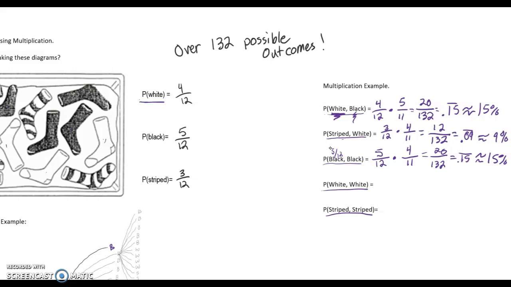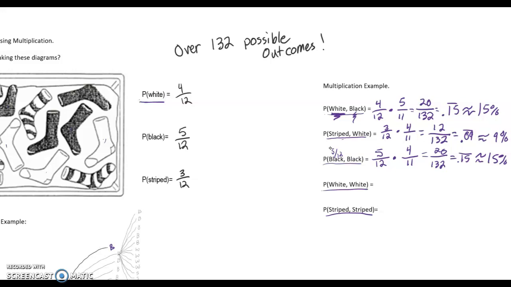All right. Now it's your turn. So go ahead and pause this video. I want you to try to find the probability of choosing 2 white socks, and then the probability of choosing 2 striped socks. And then go ahead and press play once you do that and see if you get the correct answers. All right, let's see if you guys got the correct answers.